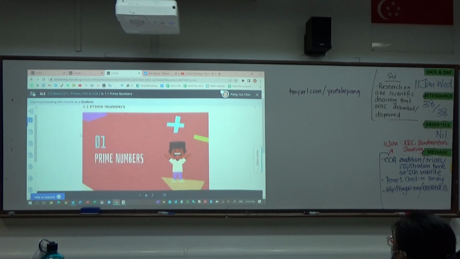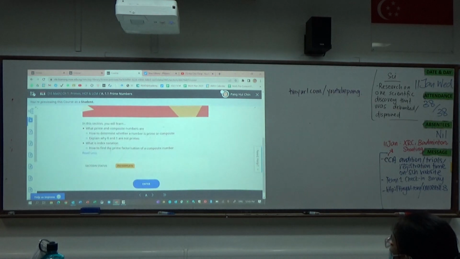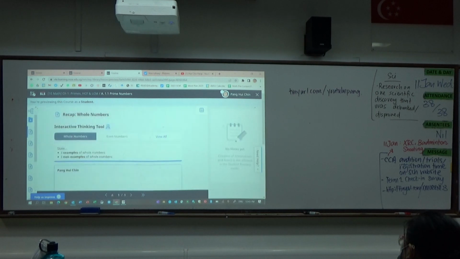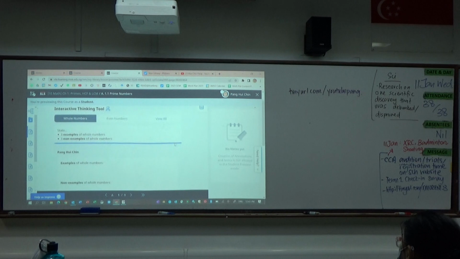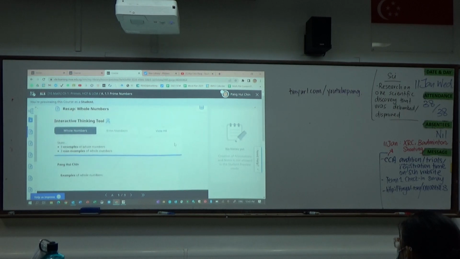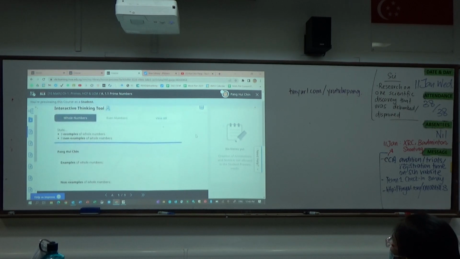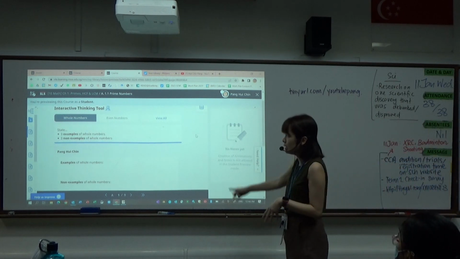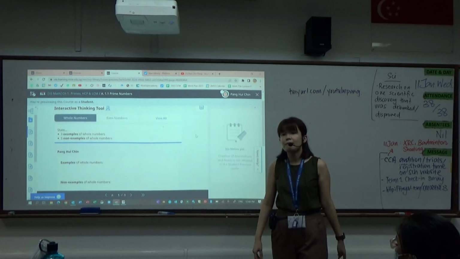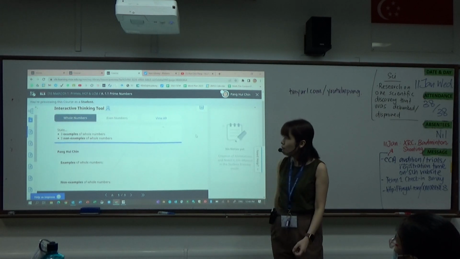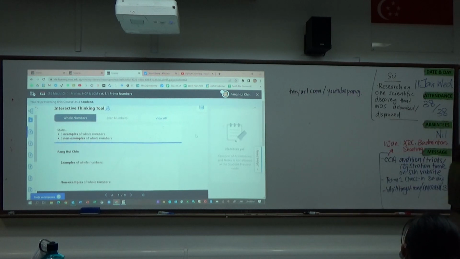In this section, these are the things that you will be learning: what prime and composite numbers are, and what index notation is. From your point of view, you will actually press enter. This is the first thing that I want us to do. But because we do not have our laptops now, I will just do it verbally. Let's recall what we did in primary school first. Can you tell me 3 examples? You can just shout it out. 3 examples of whole numbers.